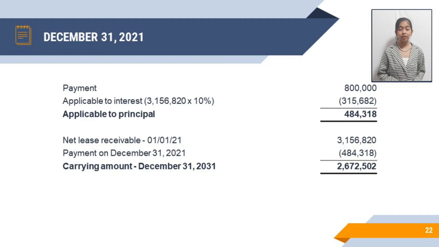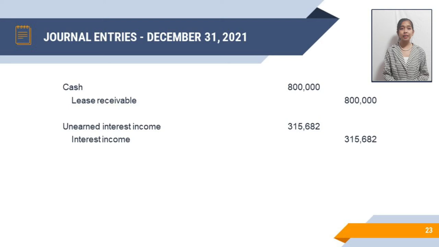So let's now proceed to the carrying amount. In solving the carrying amount for December 31, 2021, the payment of 800,000 less the interest amounting to 315,682. Bale, nakuha siya through multiplying the 10% and 3,156,820 present value. We will get the principal amounting to 484,318. After we get the 484,318, we will deduct it to the net receivable of January 1, 2021 amounting to 3,156,820. Therefore, the carrying amount for December 31, 2021 is 2,672,502.